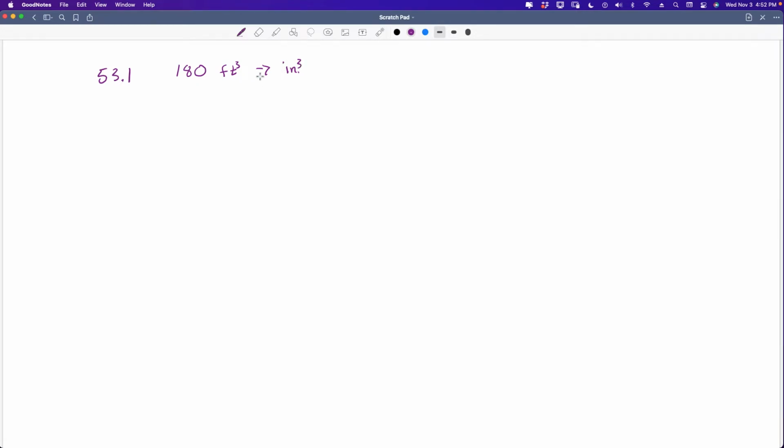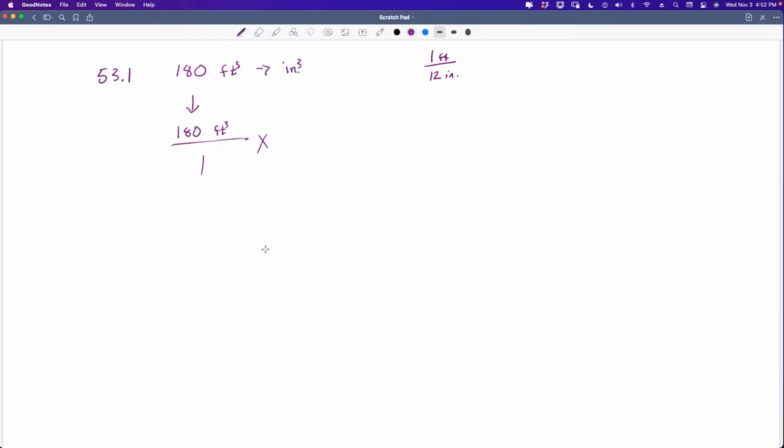All right, so we know we need to have that reference. We have 1 foot is equal to 12 inches. It's our reference. I'm going to show you a trick, and it is the same thing we have been doing, just in short form. So we take this and we write 180 feet. And instead of writing feet 3 times, we're going to write feet cubed over 1.